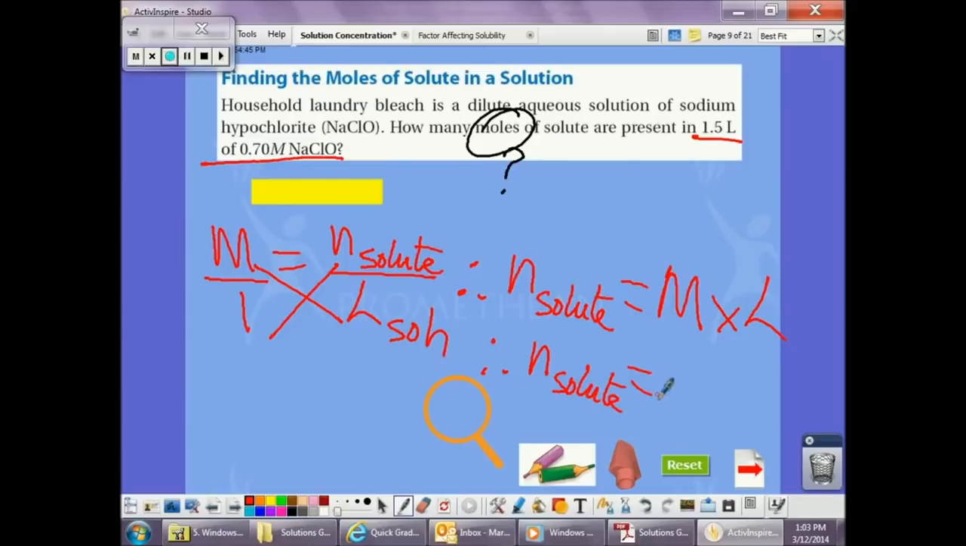Therefore, moles of solute equals, what is the molarity? It is 0.70 molar sodium hypochlorite times the liter, which is 1.5 liter. So what is the answer? Okay, they asked me for moles of solute. In this case, it is sodium hypochlorite. Equals what? 1.05. What is the unit? Moles. The symbol for moles is MOL.